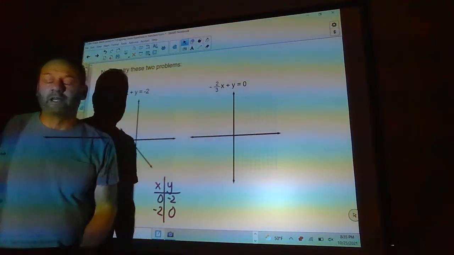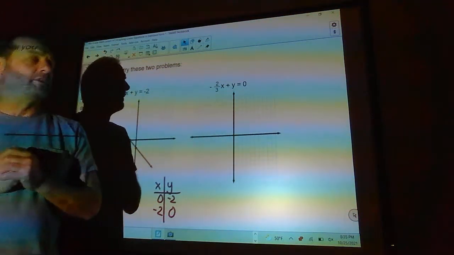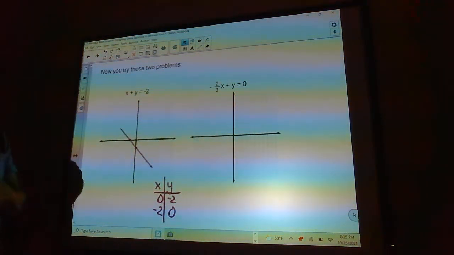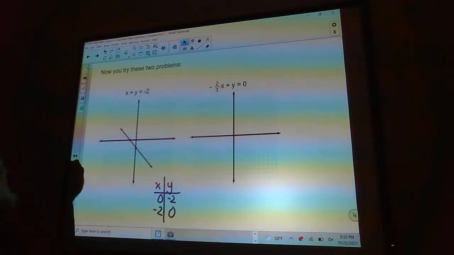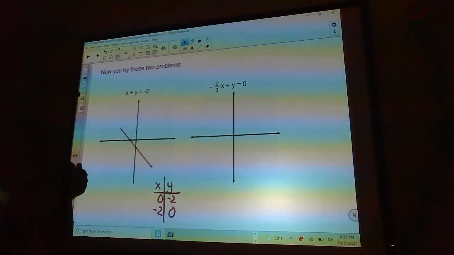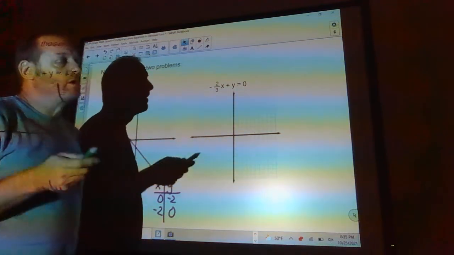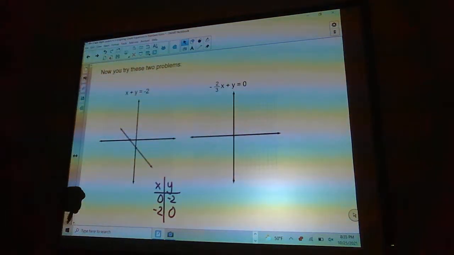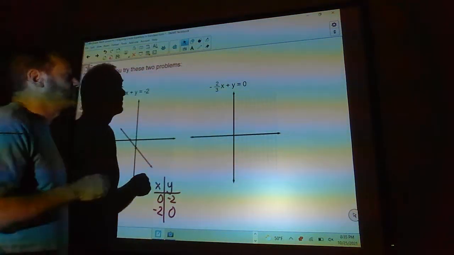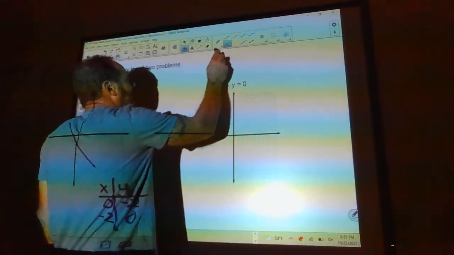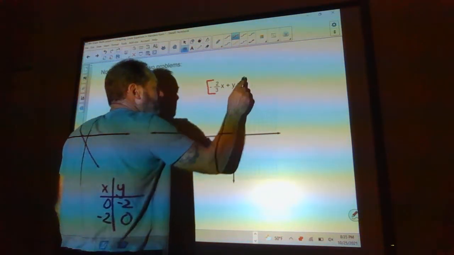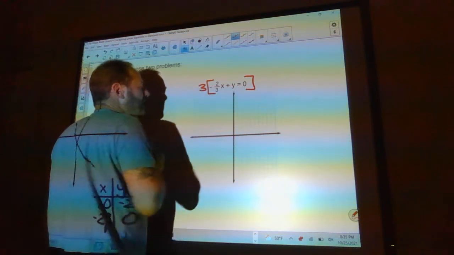All right, this one here, I didn't give you one like this to start with. So you got a fraction there. And you could actually do the same thing, make a table, plug in 0 for x and 0 for y. But let me give you an easier way to do this, because people don't like to deal with fractions. So let's just get rid of the fraction. Let's take this entire equation, multiply it by 3.